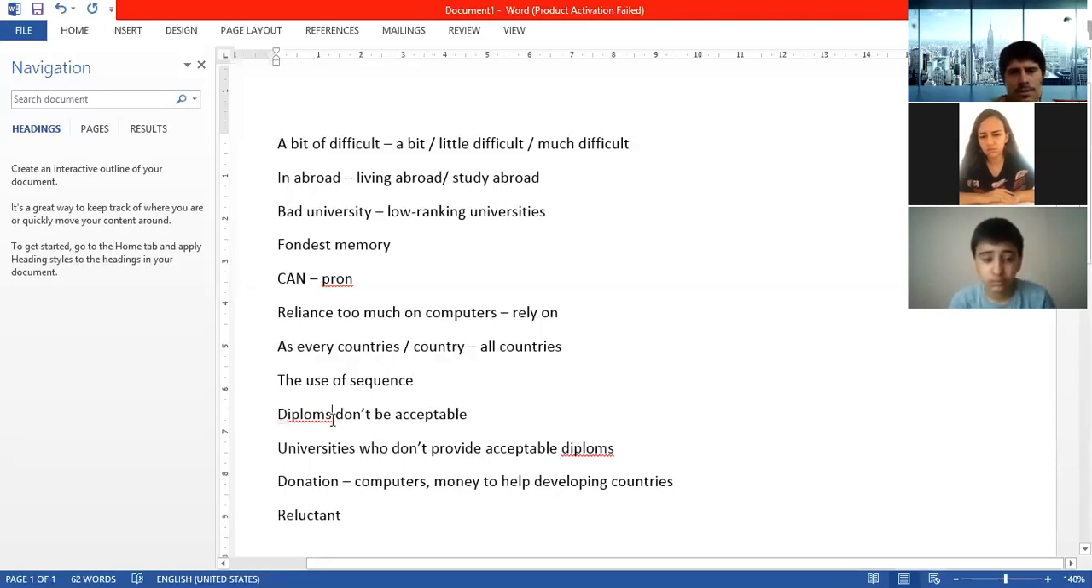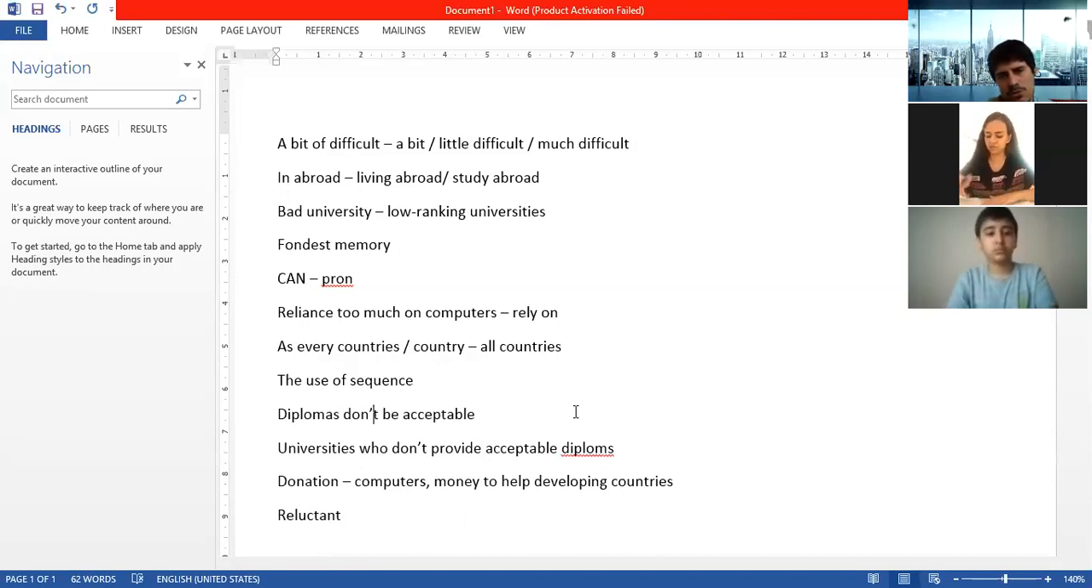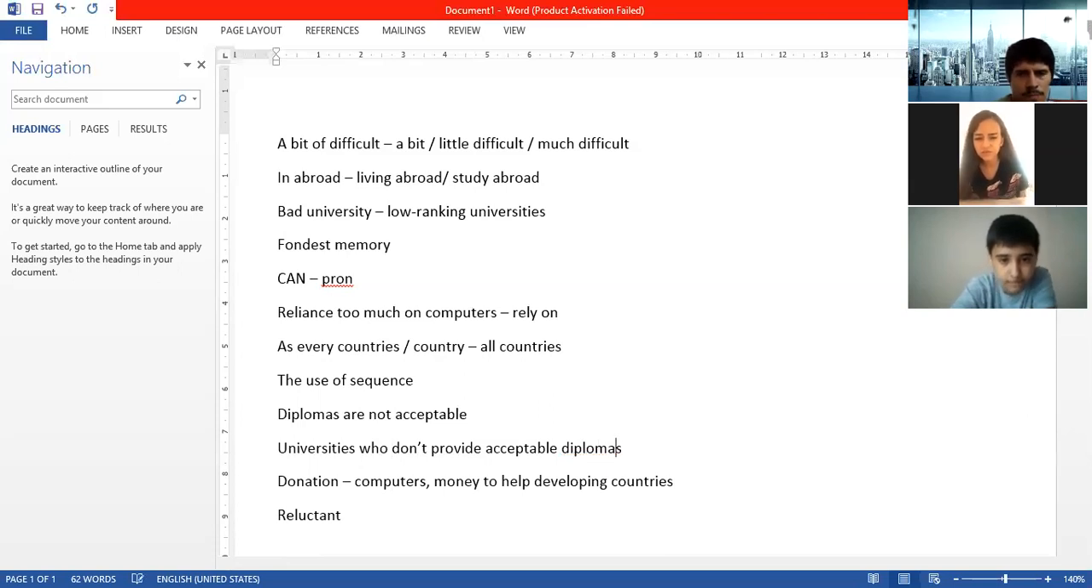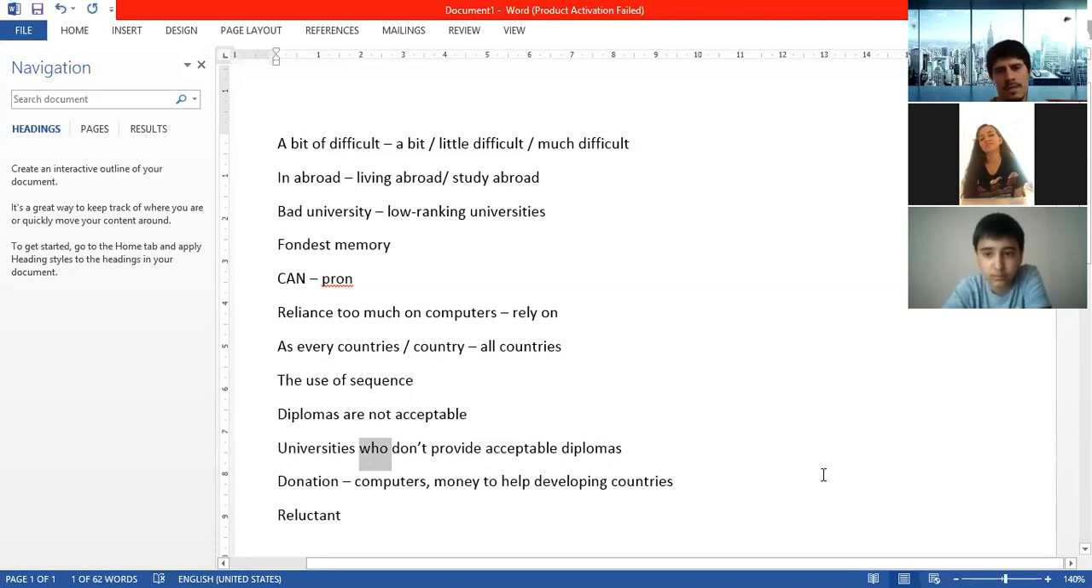And "diplomas don't be acceptable". So this is "diploma", okay, not "diploma", all right? So in English we say "diplomas", and instead of "don't be acceptable", we say "are not acceptable", okay? They are not acceptable. Universities who don't provide acceptable diplomas, okay? Universities which don't provide. Instead of "who", we can use either "which" or "that".